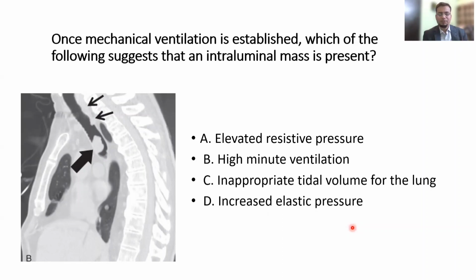Remember that the peak pressure is related to resistive pressure, and an intraluminal mass will pose high resistance to flow. The answer is A, high resistive pressure. Pplat is related to the elastance of the lung and chest wall. So the answer is high resistive pressure.